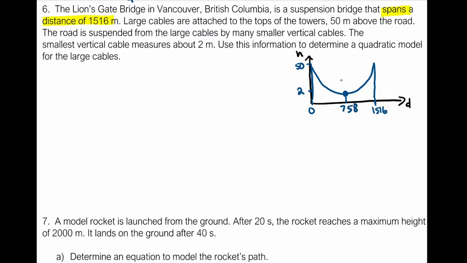So there we have enough information now to write our vertex: (758, 2). We have another point of (1516, 50), and another value of (0, 50). So we have plenty of points, and the vertex, to help us come up with an equation. So h is 758. k equals 2.